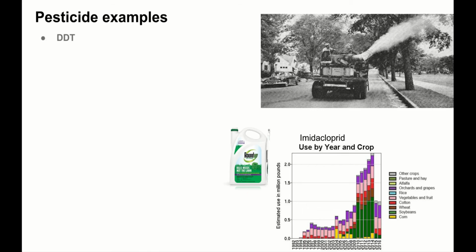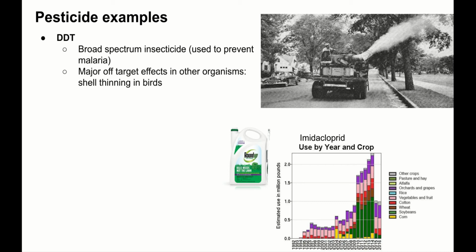The first example is DDT. DDT is a broad spectrum insecticide. It's really good at killing mosquitoes, and it was used similar to dieldrin, used to kill mosquitoes, especially to prevent the spread of malaria. However, DDT has major off-target effects in other organisms. One in particular is it causes shell thinning in birds. So as DDT was sprayed worldwide, pretty soon after, bird populations started to crash.